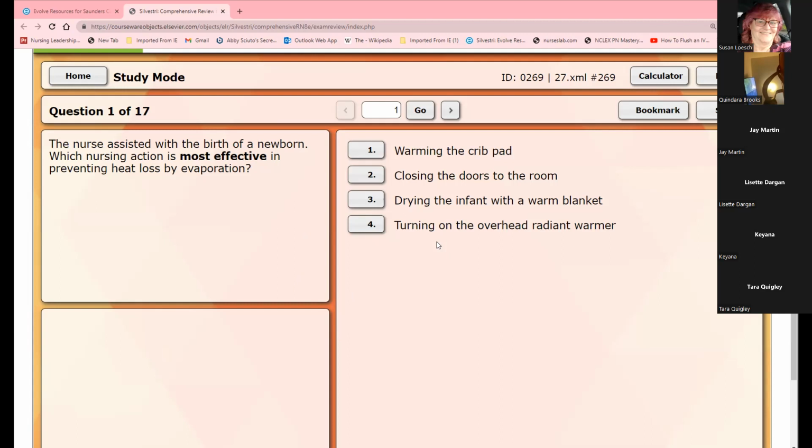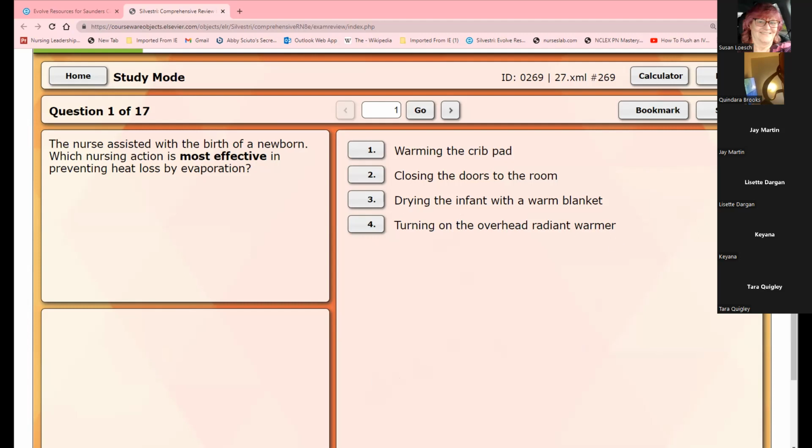Because the baby's still wet, so you have the fluid, and putting heat over the baby has nothing to do with the fluid on the body. Well, it actually might make the water leave the body faster, right? If we put heat on it. Yeah. You already said drying the baby with a warm blanket. What about closing the doors to the room? What does that encompass? Convection. Okay, and what about one? Conduction.